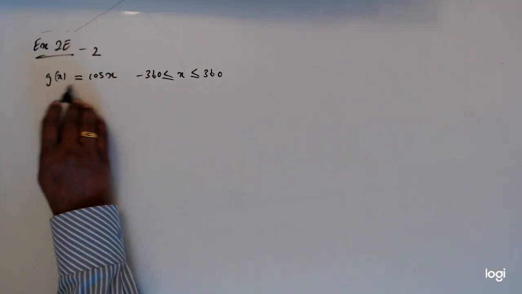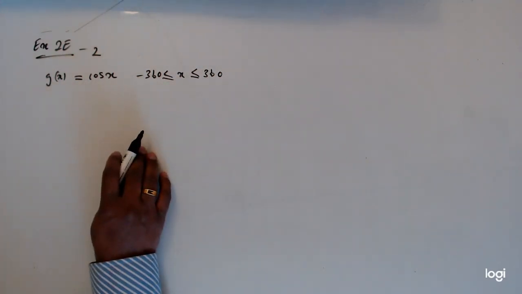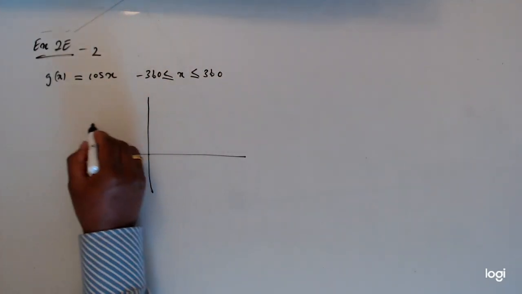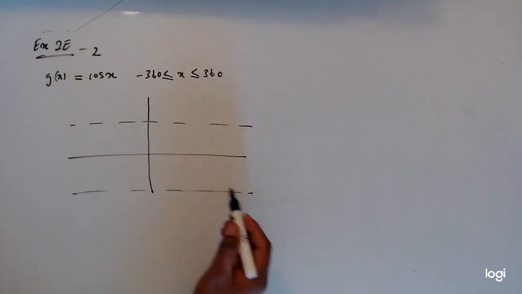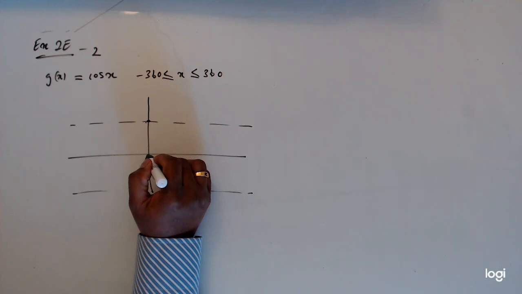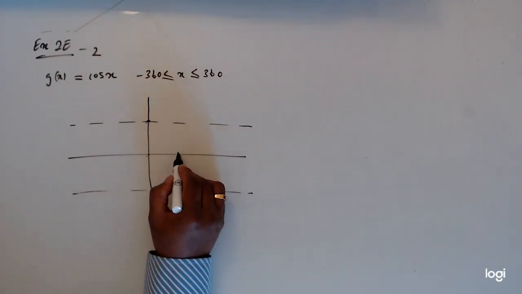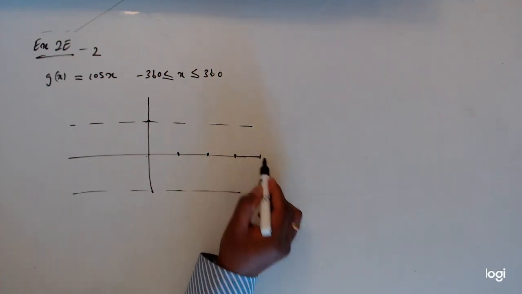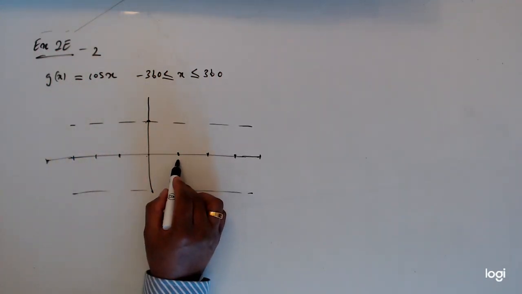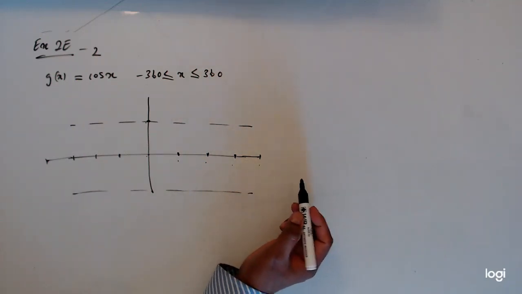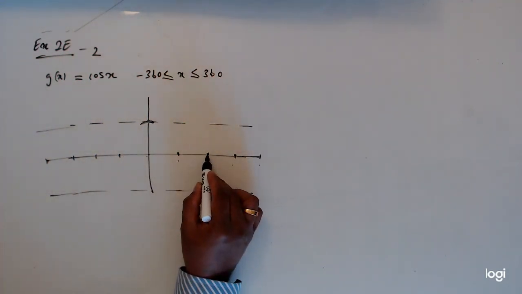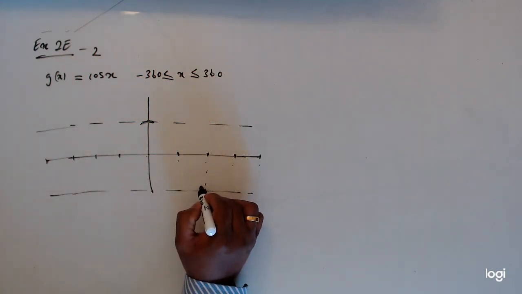Question number 2. g(x) equal cos x, and this is the domain given. We know the cos graph, this is the range, minus 1 to plus 1. When x is 0, the cos graph starts from here, 1. The sine graph starts from 0. So then 1, 2, 3, 4, 1, 2, 3, 4. So this is 90, 180, 270, 360. This is negative. So start from here and go through here and this one.